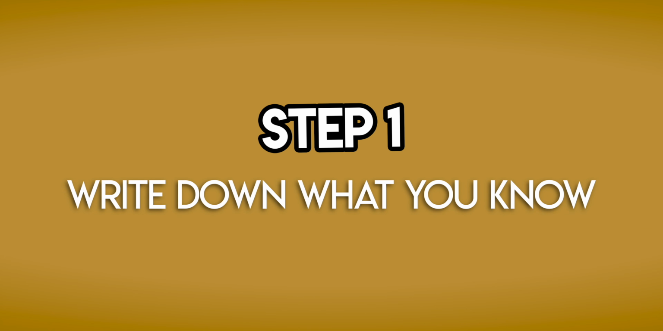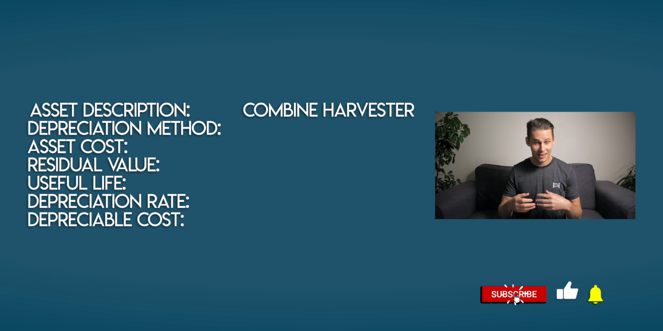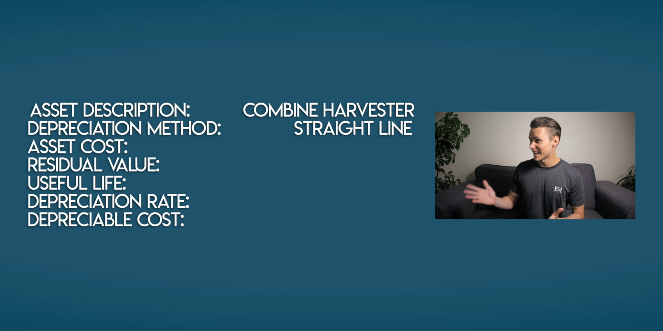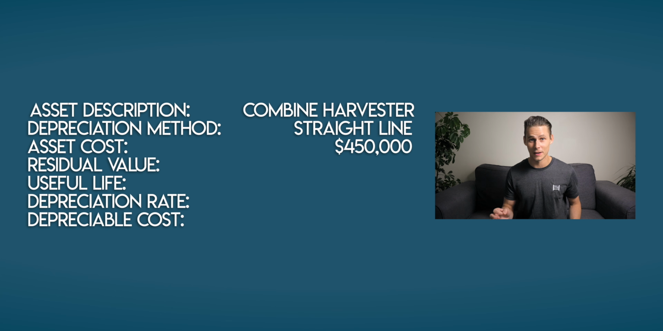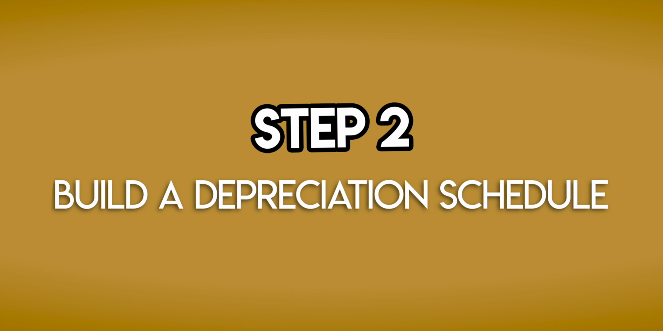Step 1. Write down what you know. You know that this asset is a combine harvester and that you're going to depreciate it using the straight line method. The asset cost is what you initially paid for it, $450,000, a lot of money. You estimate that its residual value or salvage value is $90,000 and that it has a useful life of about 12 years. Step 2. Build a depreciation schedule.